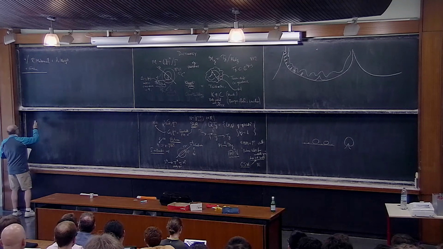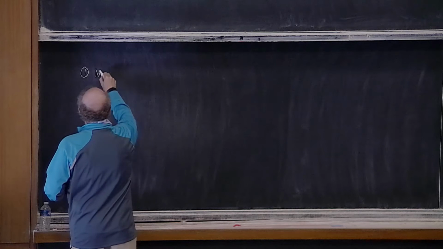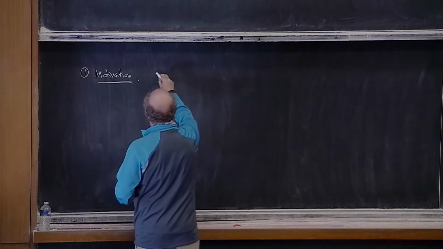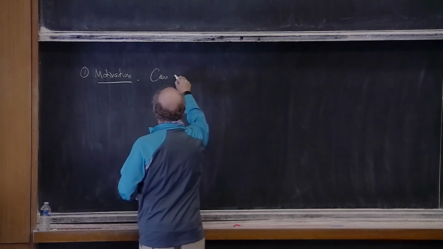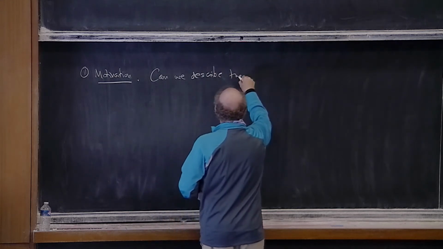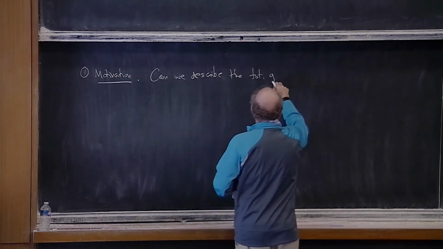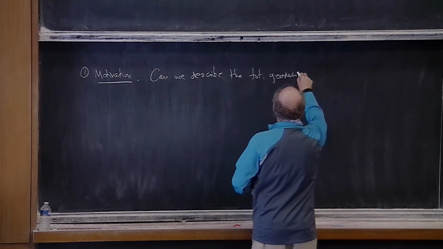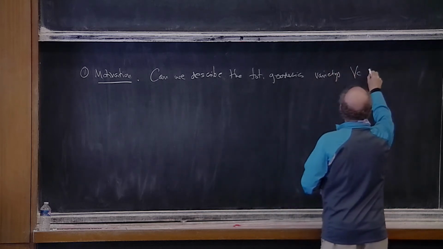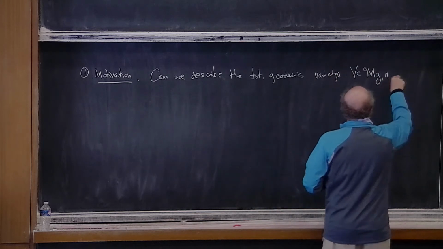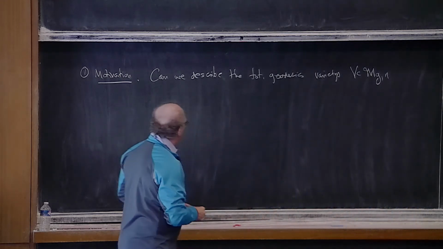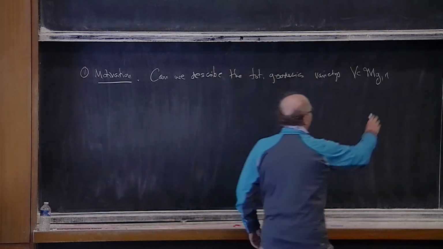So here's my first motivating topic. My motivation is the following: can we describe the totally geodesic subvarieties phi contained in Mg? And I'm going to add an n here as well. Often it will be important to allow these Riemann surfaces to have punctures.